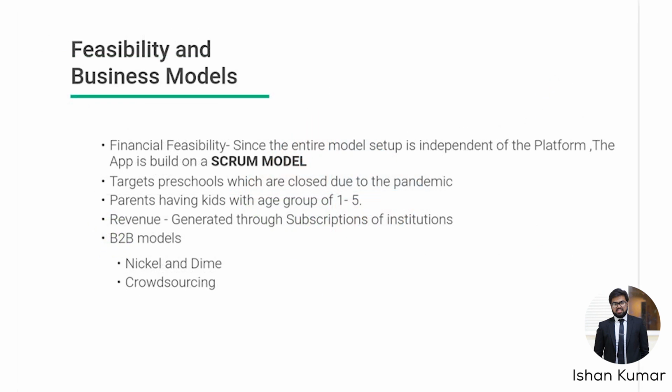Moving towards feasibility and business models, due to platform independency, the app is built on a Scrum model, and since it's a B2B, we can start by targeting preschools which are closer to the pandemic, and using nickel and dime and crowdsourcing as our initial business models, we can generate revenue through the subscription of institutions.